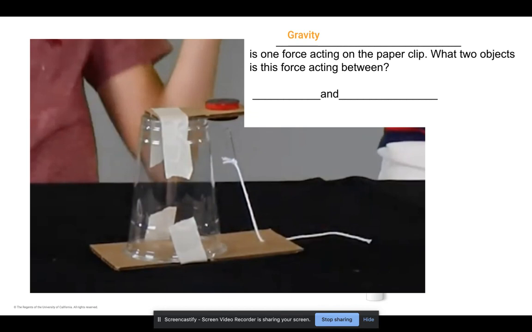I'm sitting in my chair right now. I know that gravity is pulling me to the chair, but there's something else that's happening. It's also pulling me towards the earth. So it's me and the earth. So the force is acting between the earth and the paperclip.